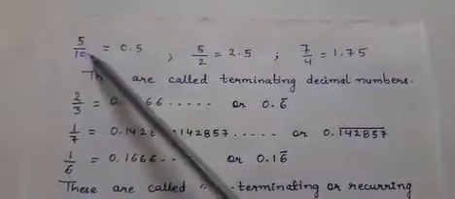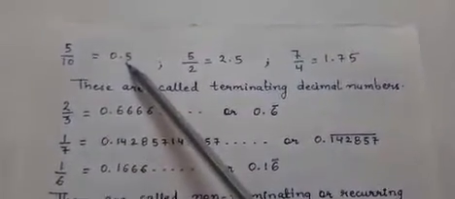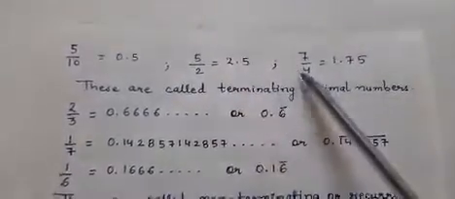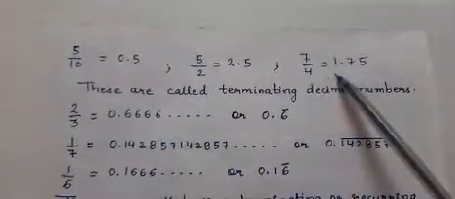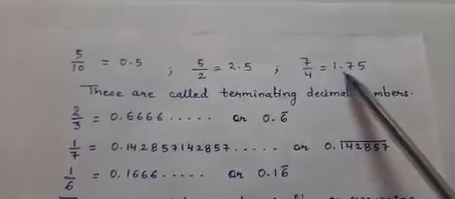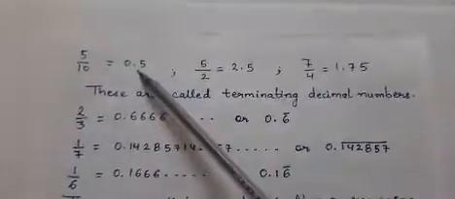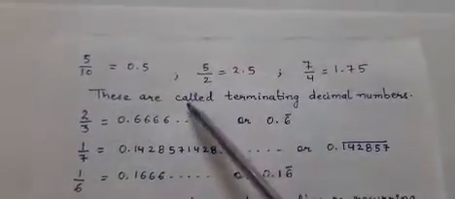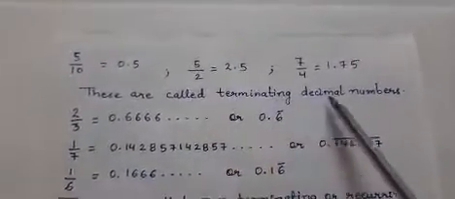5 upon 10 can be written as 0.5. 5 upon 2 can be written as 2.5. 7 upon 4 can be written as 1.75. We got all the answers after dividing the numerator by the denominator. These are called terminating decimal numbers.